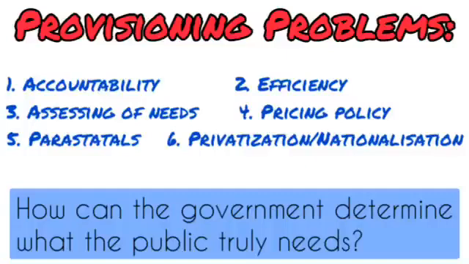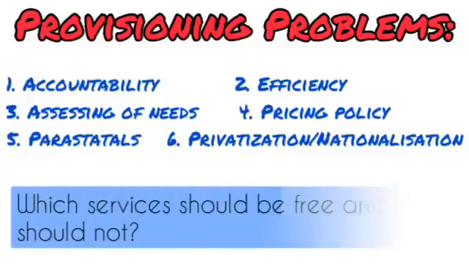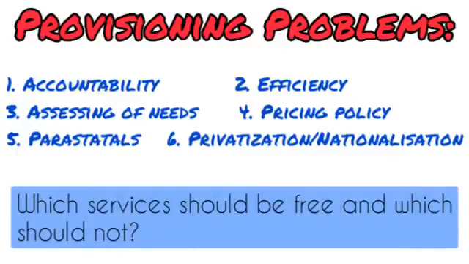And then in 3, we are saying assessing of needs. So basically the question we are asking there is, how can the government determine what the public truly needs? Because it's very difficult to decide what is important to the public between, let's say, building of a road or building of a new school. What is more needed in that community?